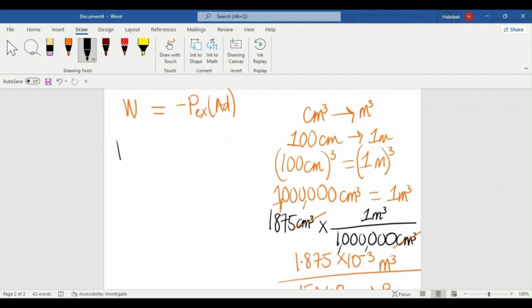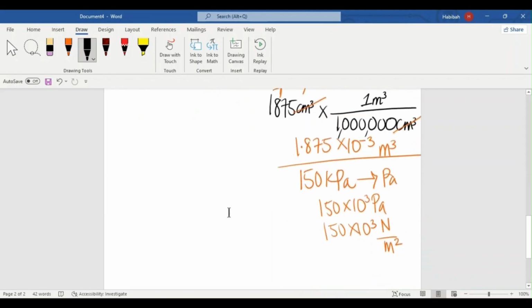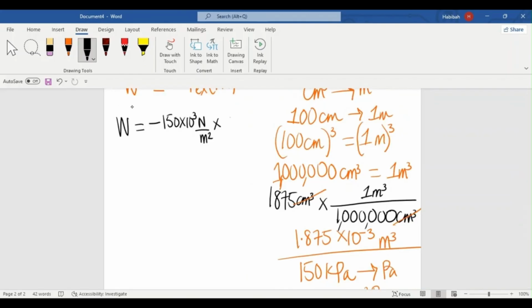So let me use a different marker. So W equals negative, the P external is 150 times 10 raised to the power 3 Newton per meter squared times the value for volume. So that would be 1.875 times 10 raised to the power negative 3 meter cubed. So cancel out meter squared, remove cubed from meter. So work done equals negative 150 times 10 raised to the power 3 times 1.875 times 10 raised to the power negative 3. So just cancel out the negative 3 and the positive 3.